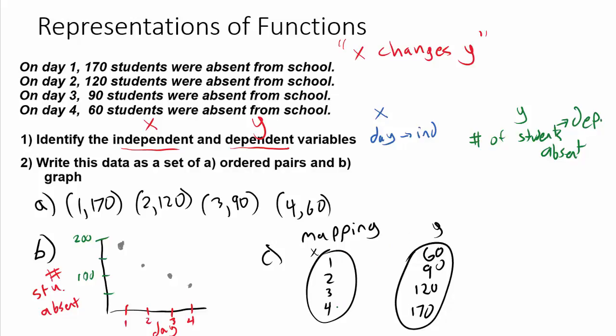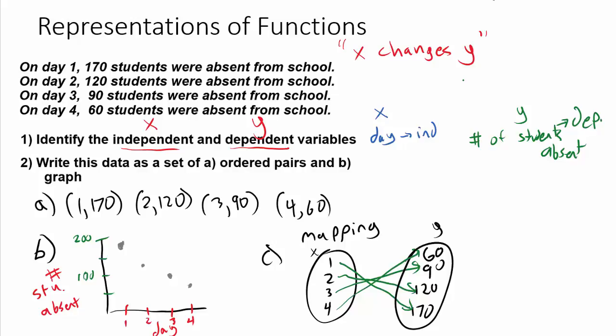So now what we're going to do is just connect the dots here. On day 1, there were 170 students absent, so we'll draw an arrow here. On day 2, there were 120 students absent, so we draw an arrow here. And you can kind of see the pattern that each of these would be connected as you go.